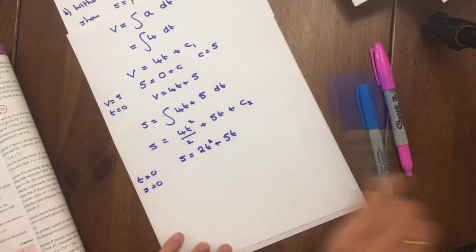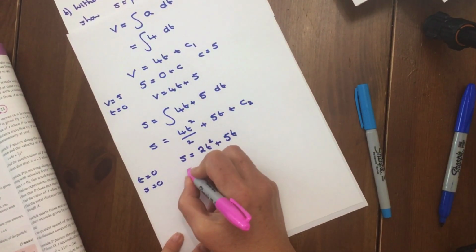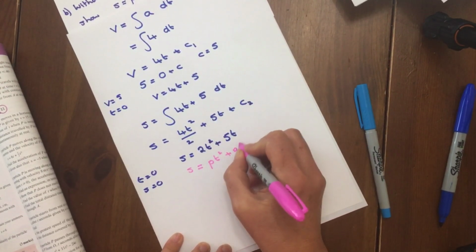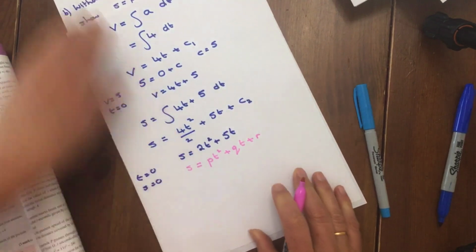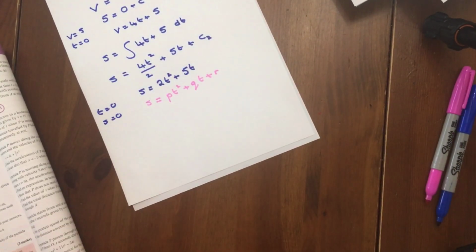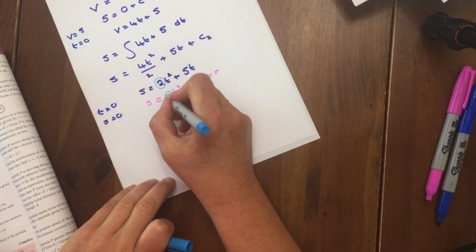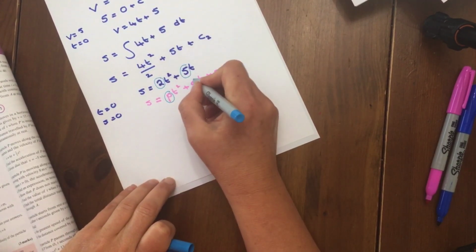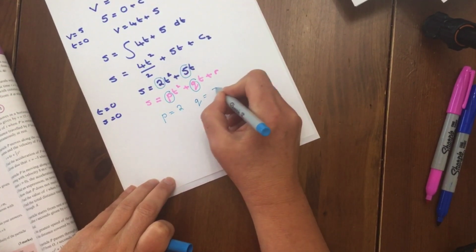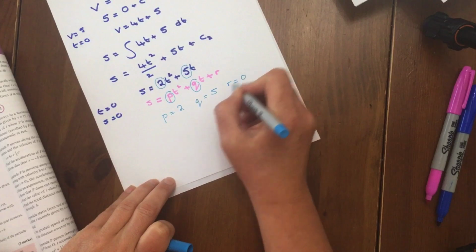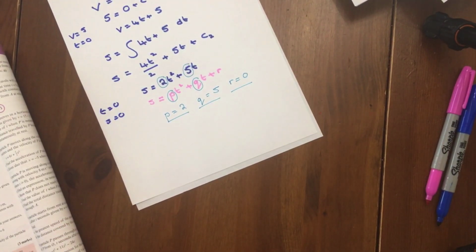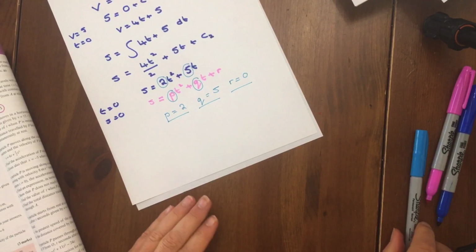Okay, so let's compare that to what the equation was asked for to find. This is what you were asked to find. So we can see that P must equal 2, comparing those two, and Q must equal 5. P equals 2, Q equals 5, and there is no constant for R. So that is the end of question 5.